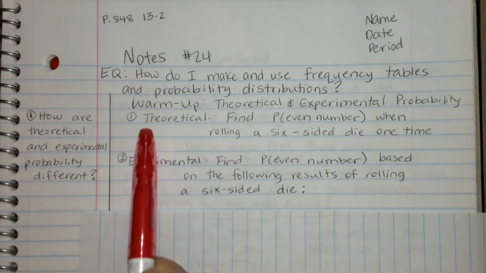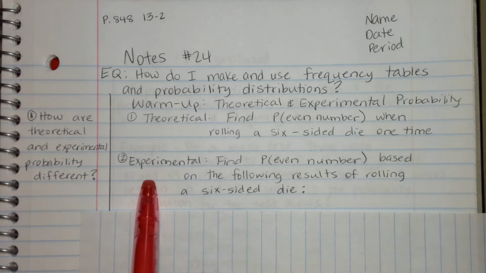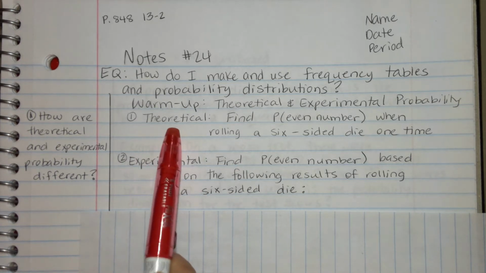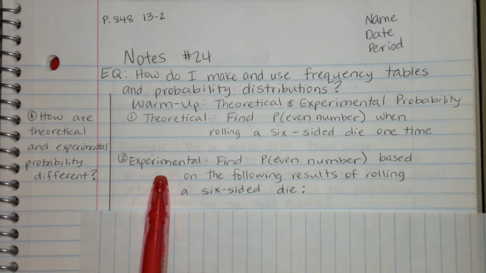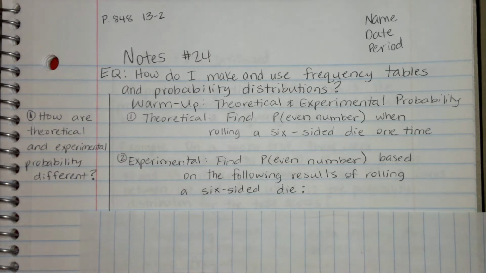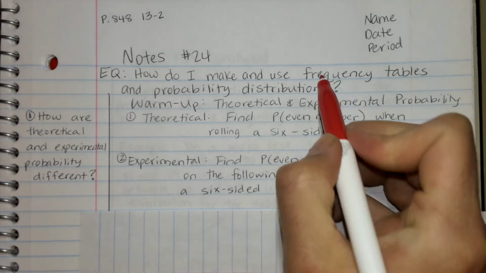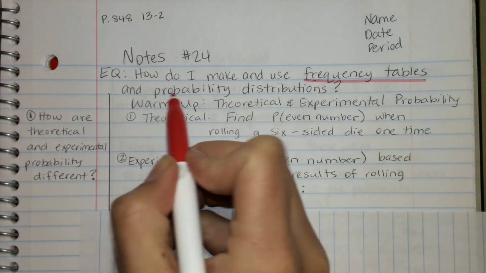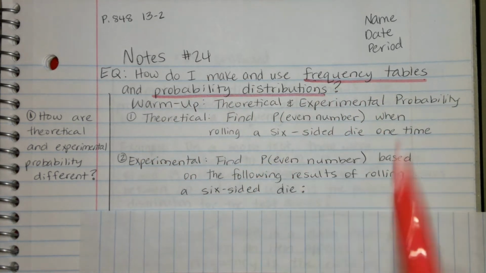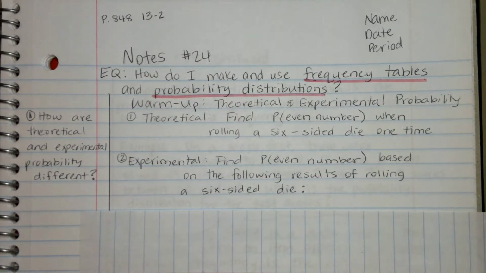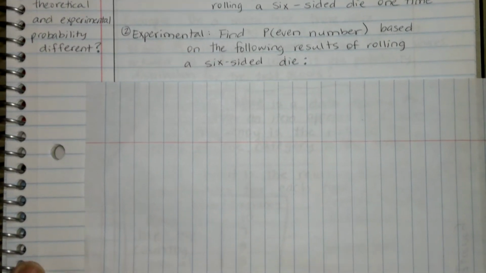This is the warm-up that we should have gone over already, just reviewing again the difference between theoretical and experimental probability. And our essential question is, how do I make and use frequency tables and probability distributions? So those are the two main things we're going to learn about today. All right, so we're going to go ahead and get started.